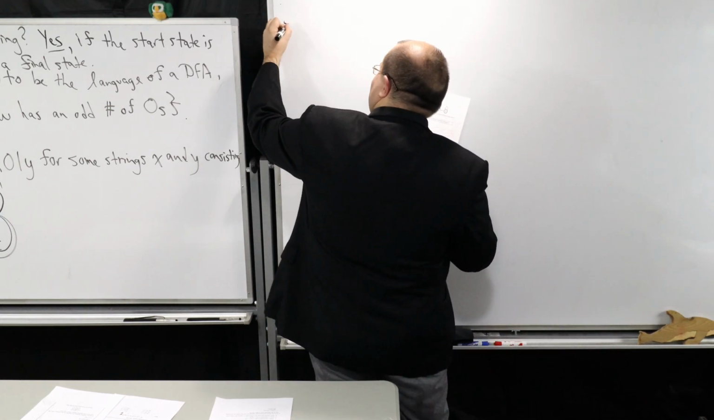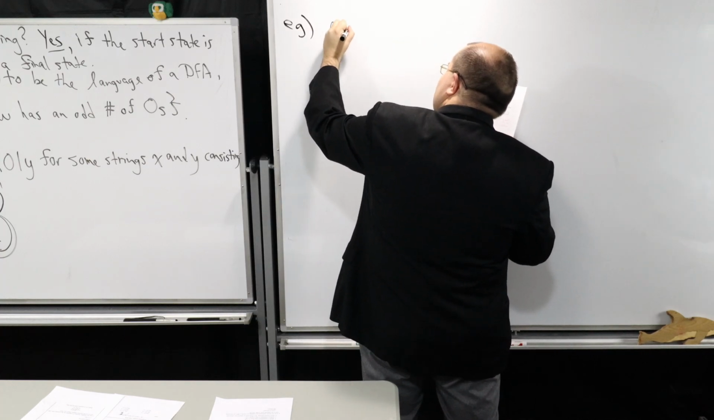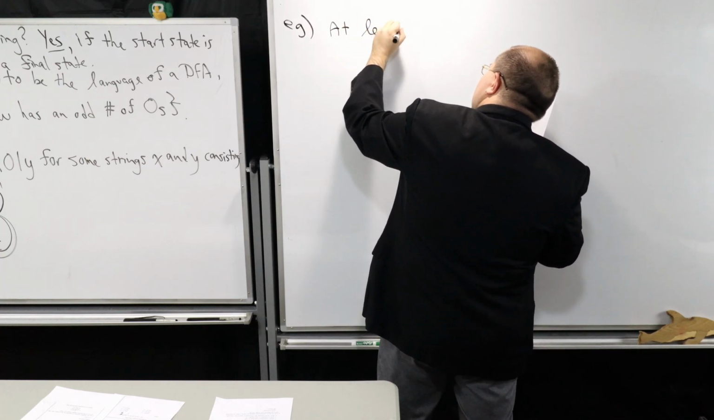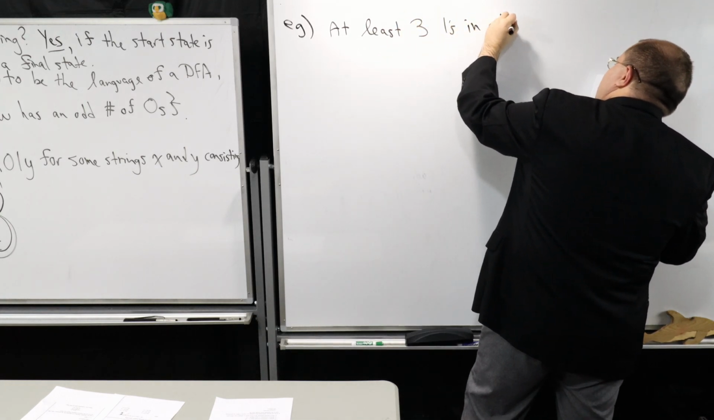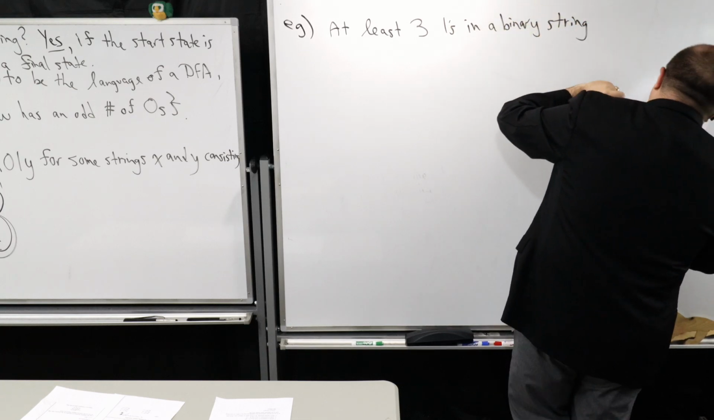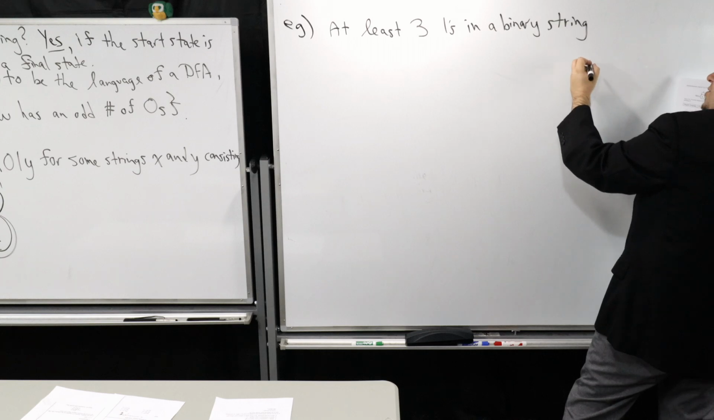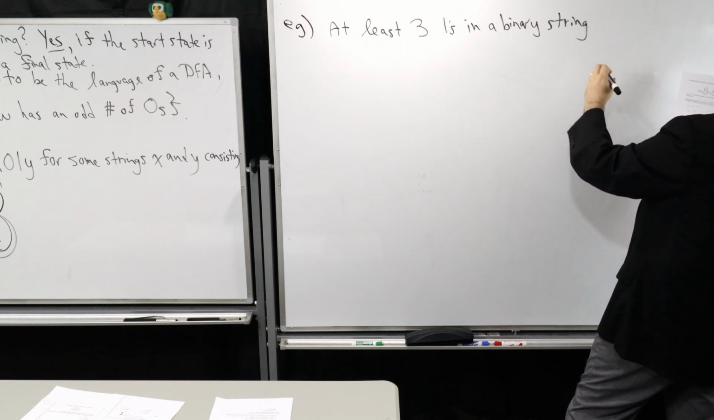So let's do another example. I'll quickly write this down. I'll write this out a little bit fancier in the notes. So I want to make sure I design a DFA that accepts on at least 3 ones in a binary string.